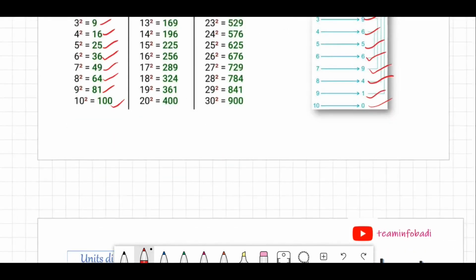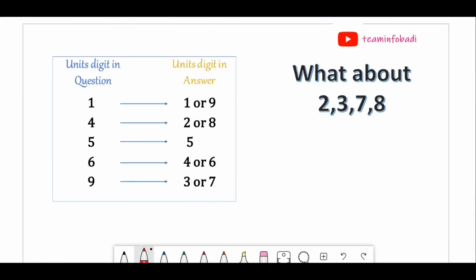This will be represented in a tabular form. Please listen carefully. It contains two sections: one is the questions section and another one is the answers section. If the last digit of the question is 1, the answer's last digit will be either 1 or 9. If the last digit of the question is 4, the answer's last digit will be either 2 or 8.